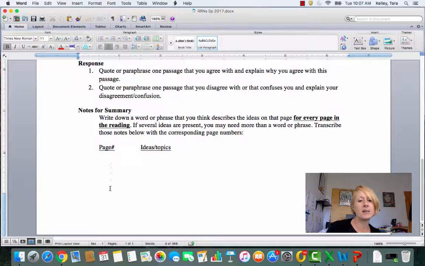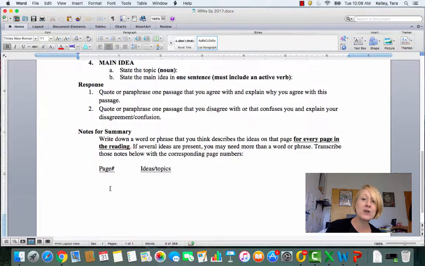So here you want to write down a page number, and then for each page you want to identify the ideas and topics found on that page. This is to help you to identify patterns, and those patterns of ideas will help you to consolidate the ideas and condense them in order to write the summary. So that is everything with the rhetorical reading notes.